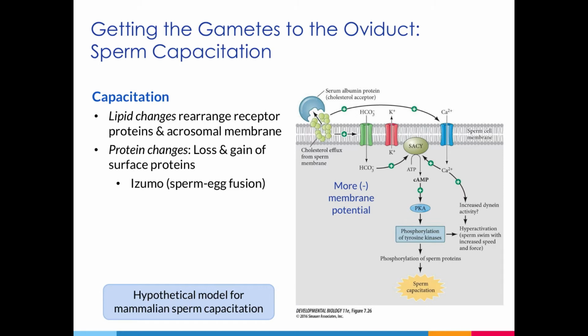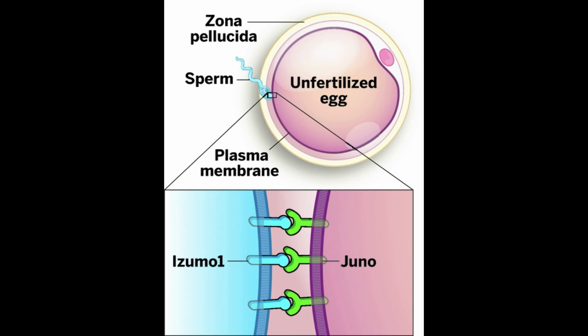The process of capacitation also involves changes to the sperm plasma membrane and to the acrosomal membrane. This includes both the rearrangement of lipids like cholesterol, but also changes in the proteins that are present at the plasma membrane of the sperm. For example, one of the proteins unmasked by the process of capacitation is a protein known as SUMO, which is essential for the fusion of the sperm with the egg.